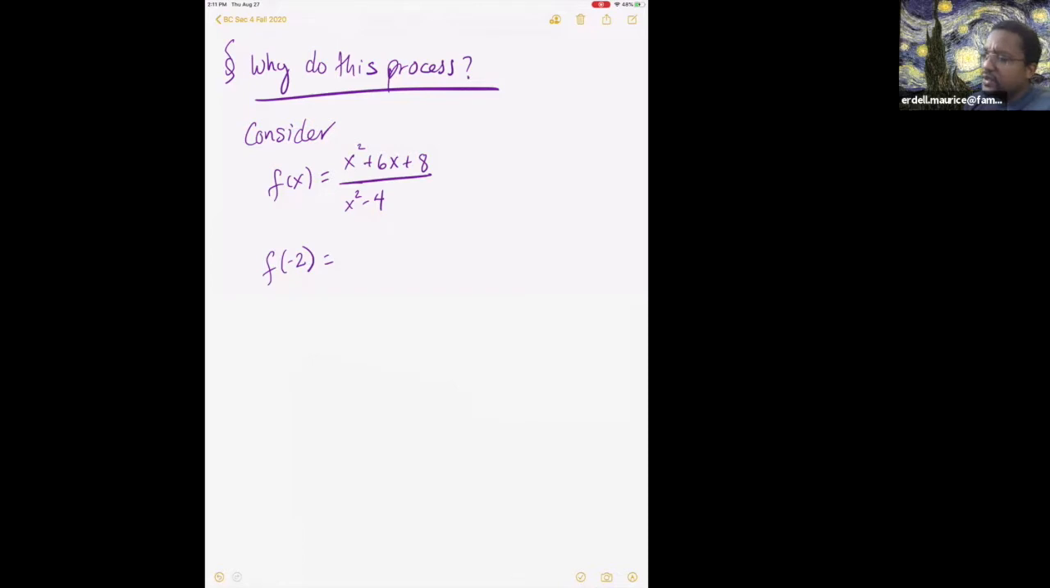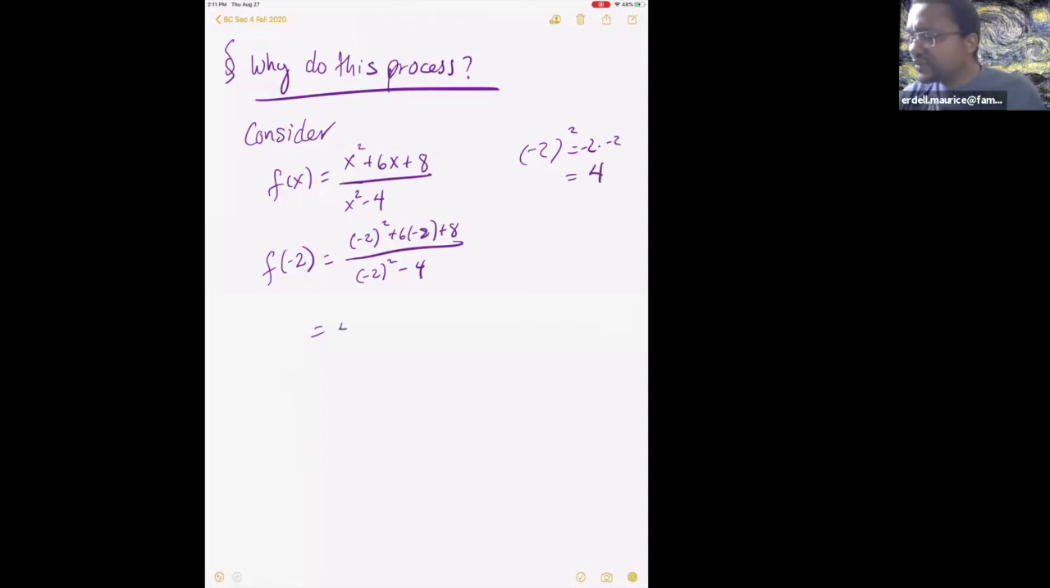All right. So to solve this problem, you plug negative 2 in. So you're going to have negative 2 squared plus 6 times negative 2 plus 8, divided by negative 2 squared minus 4, correct? Well, negative 2 squared is negative 2 times negative 2, and that is positive 4. A negative times a negative is positive. So that is 4. 6 times negative 2: a positive times a negative is negative, so 6 times 2 is negative 12, plus 8. And then again, the bottom, negative 2 squared is positive 4 minus 4.